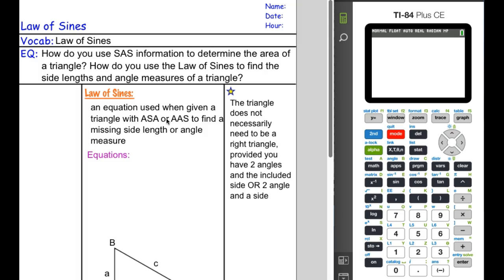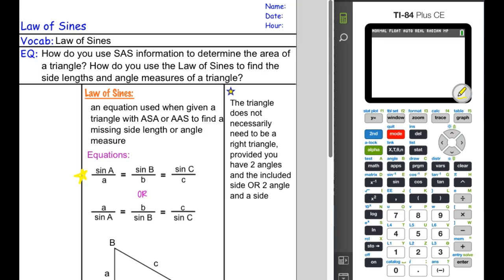So you just have to have two angles and the included side, or two angles and a side. And the equation states like this: sine A over A equals sine B over B equals sine C over C. Or we can have A over the sine of A equals B over the sine of B equals C over the sine of C. It's really a personal preference. You can use whichever one you want. Most people I know throughout the years that I've been teaching this use the first one because having that sine on top just is easier for them, but it really depends on the person.